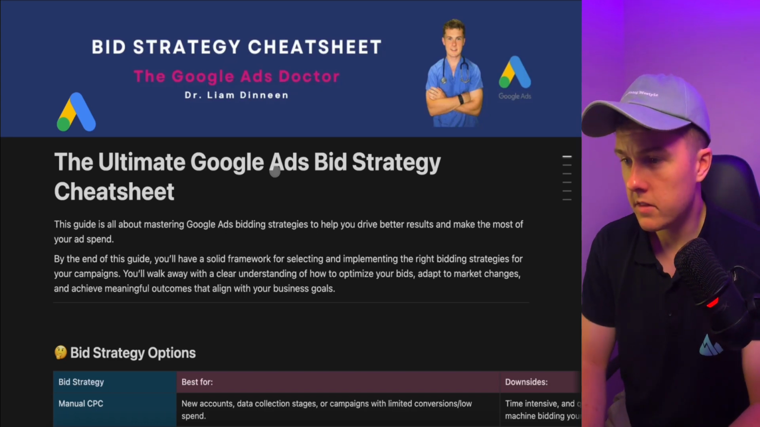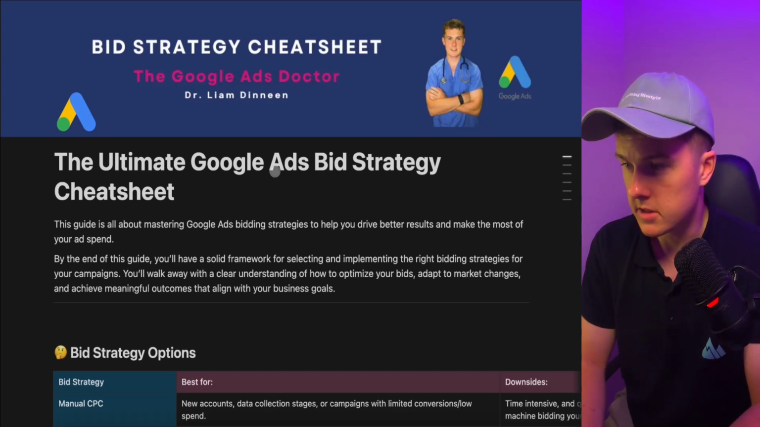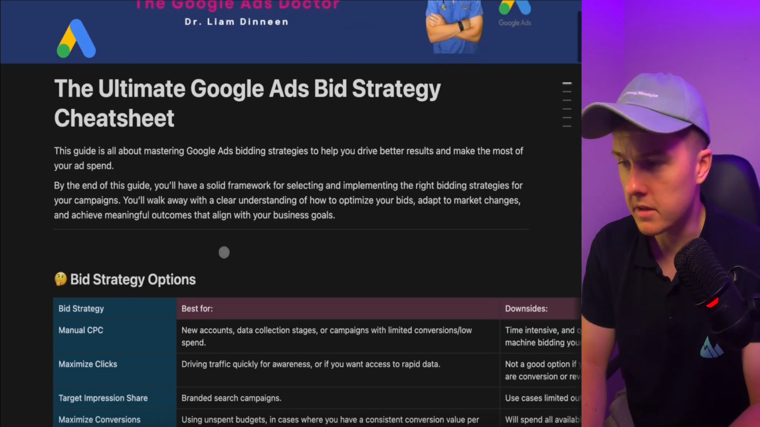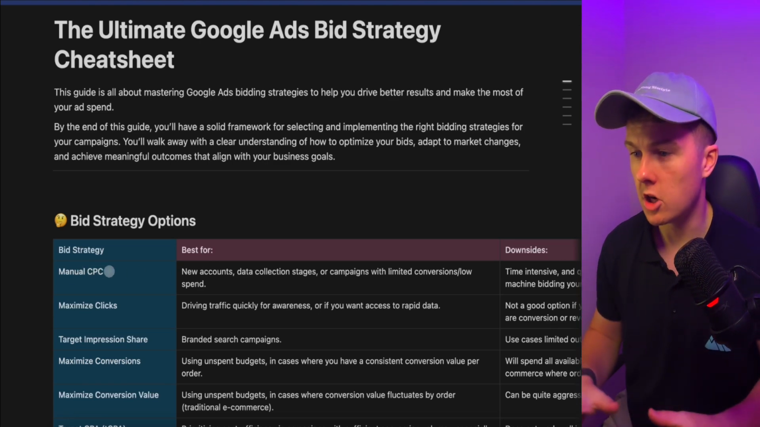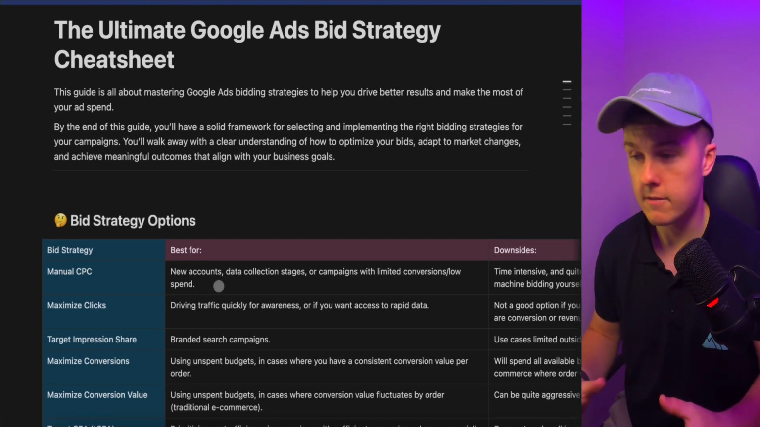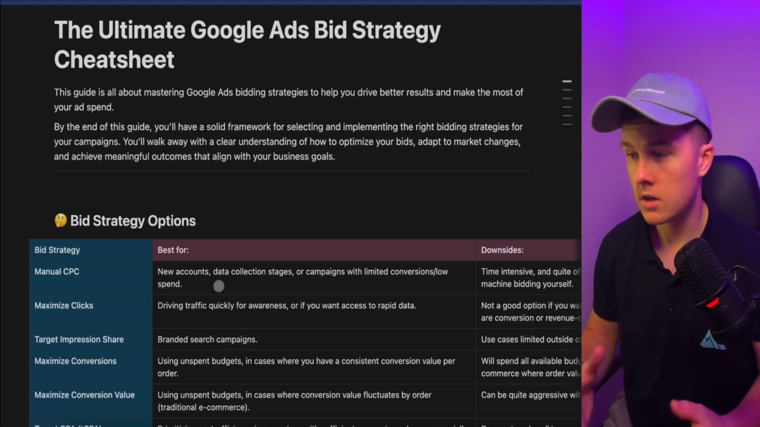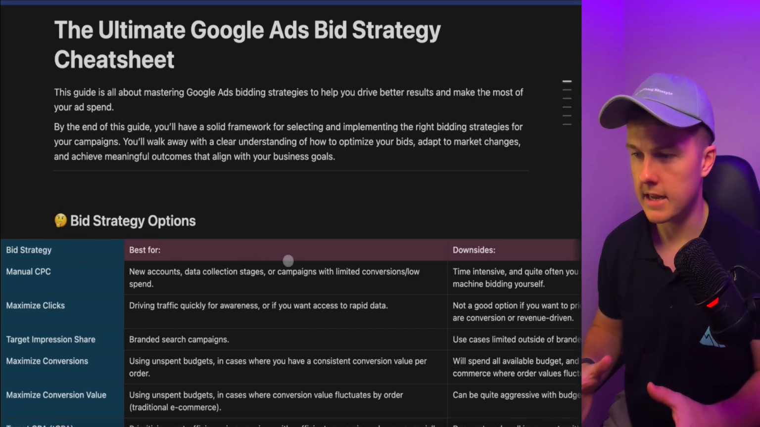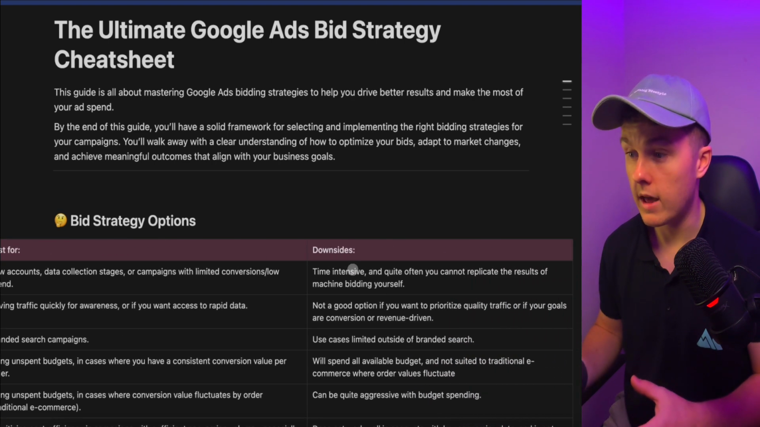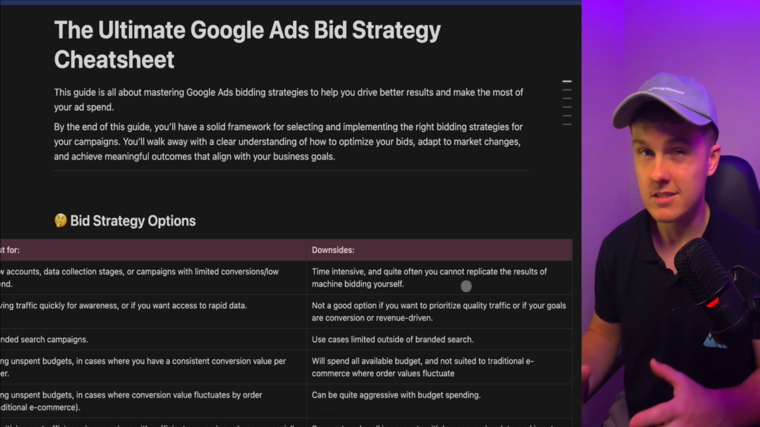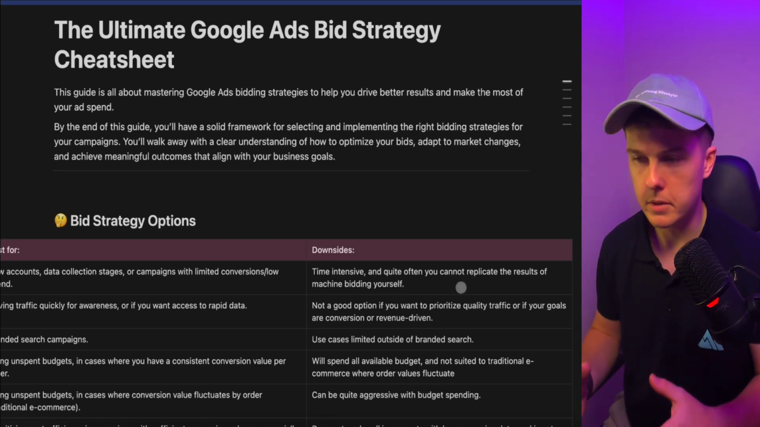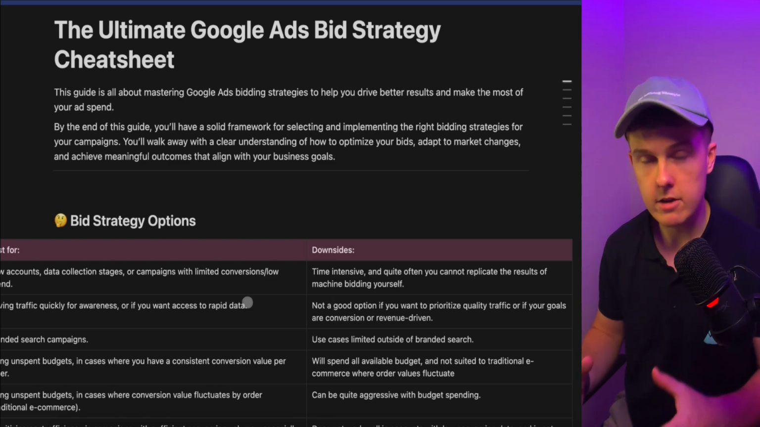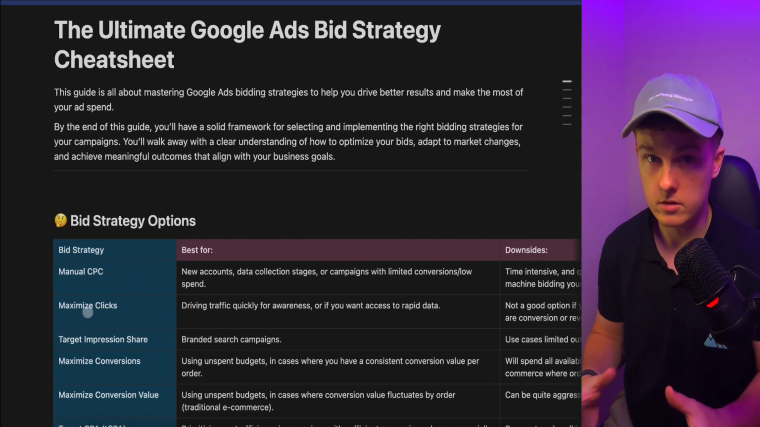So, starting with the 2 manual bid strategies, the first of which is manual CPC. This is where you choose your uppermost limit that you're willing to pay for a click, either by product, by placement, or by keyword. It's useful in new accounts where historical conversion data is limited. It can be quite time intensive to manage, especially managing it well, and more often than not, it's a subpar alternative to automated bidding. Outside of new accounts, I generally only use manual CPC for branded search campaigns.